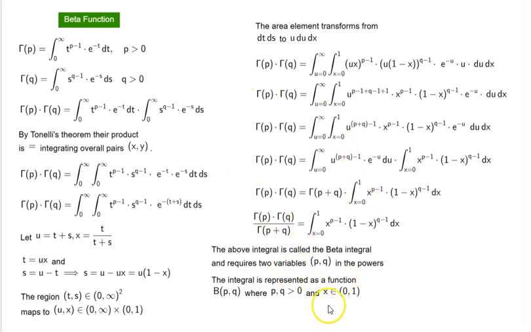While deriving this beta function or beta integral, we have seen that it is related to the gamma function. So we have beta of p comma q is equal to gamma of p times gamma of q divided by gamma of p plus q. That was the beta function.